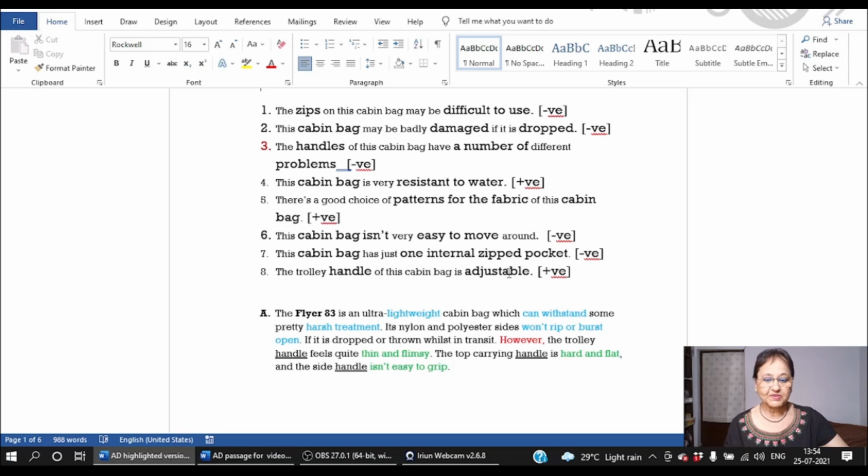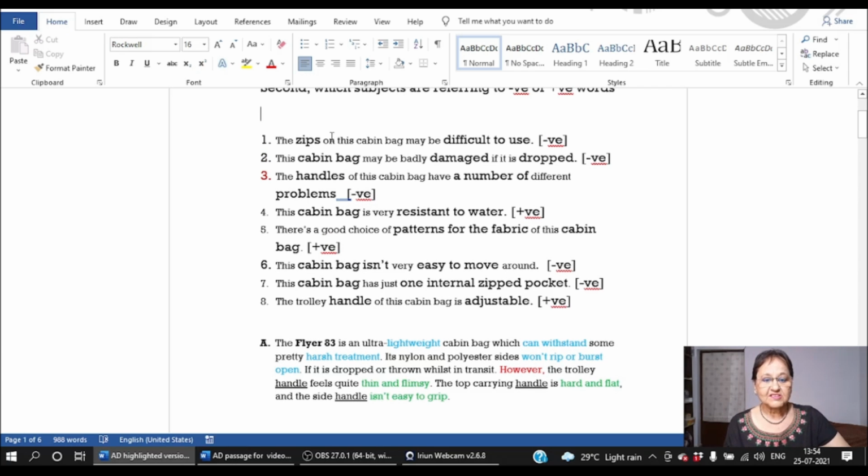Now what have we noticed with these 8 questions? Some are referring to zips, some are referring to cabin bags, and some are referring to the trolley handle. So 3 different subjects we have, and we have classified the questions in the negative or positive. This is what you must do first before you find out which of the passages you have seen earlier contains this information.